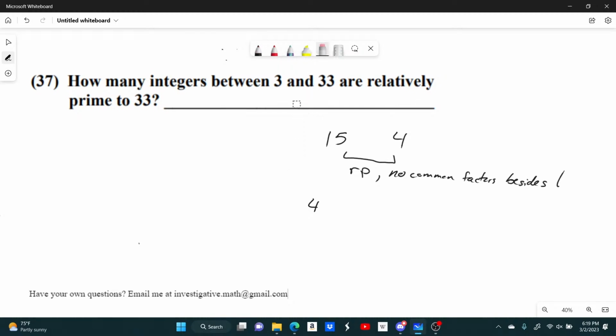Actually, no, they are relatively prime. I misspoke. Right, so 4 and 1, they don't share any common factors besides 1. Well, because 1 is the only factor of 1. So these are still going to be relatively prime.